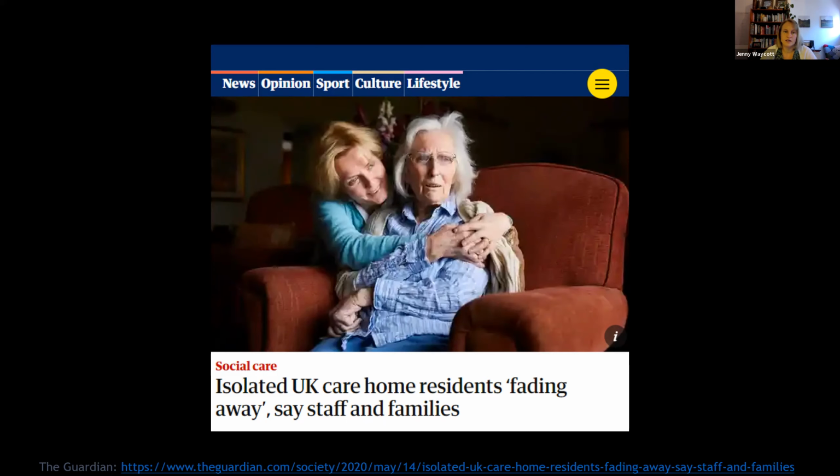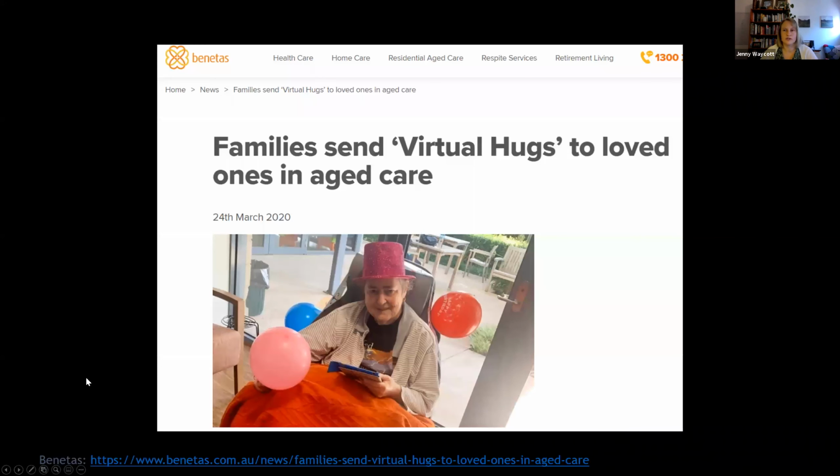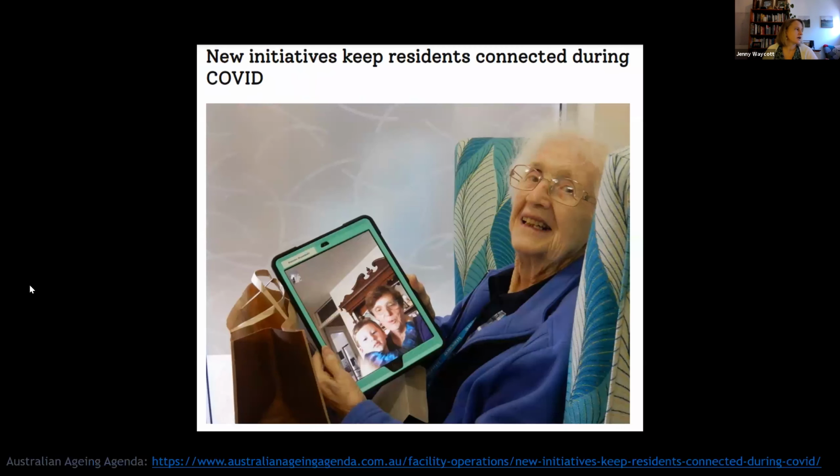And so we know that COVID-19 has been particularly devastating for aged care, and especially in residential care, where restrictions had to be put in place so visitors could no longer be allowed, and social programs also had to be stopped. And this meant that aged care providers started to introduce technology-based communication tools, ranging from fairly simple tools like this idea of sending virtual hugs to loved ones that Benetas introduced, and the video conferencing tools that all of us were getting used to, like we are now, using Zoom.